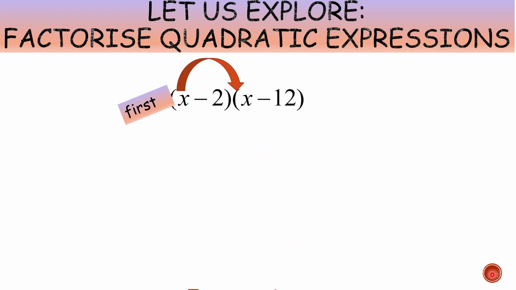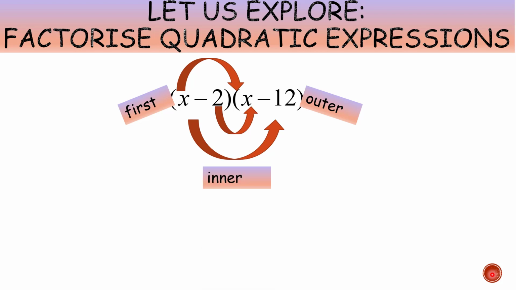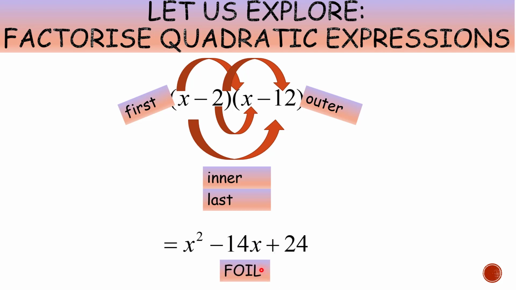x times x is x squared. x times negative 12 is negative 12x. Negative 2 times x is negative 2x, and negative 2 times negative 12 is positive 24. So let's factorize. This sign tells us that the two signs must be the same. They must both be negative because the product of negative 2 and negative 12 must be positive 24, and the sum of negative 2x and negative 12x must be negative 14x.